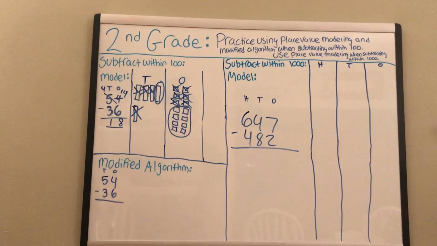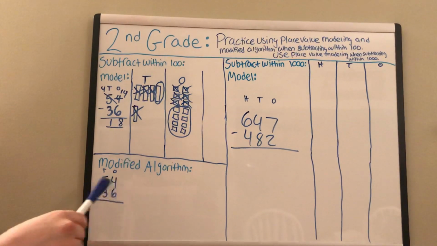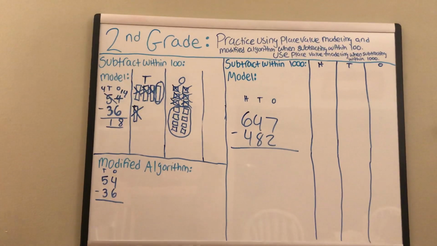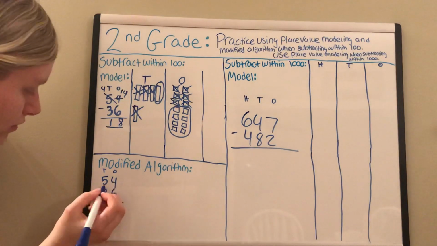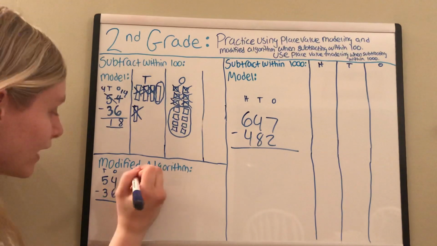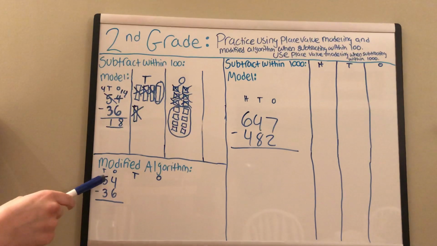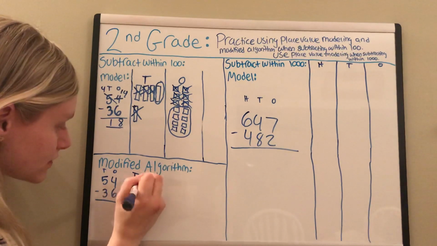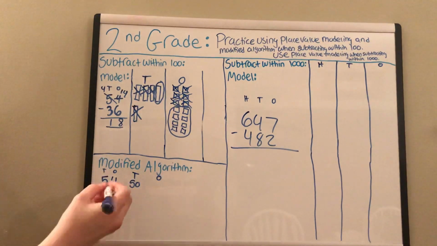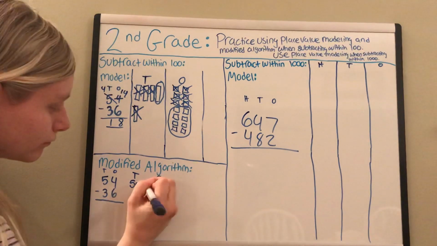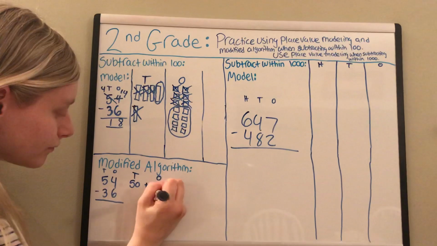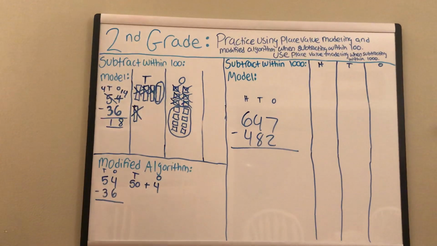Now for the modified algorithm. So we want students to break down the standard algorithm to make this easier on them. So what they would do is, we have a tens and a ones column. So they would take the 5 in the tens column and they would make it 50 because 5 in the tens column means 50. And they would take the 4 in the ones column and they would add that to the 50. They would put the 4 in the ones column. And then they would put a subtraction sign right here.